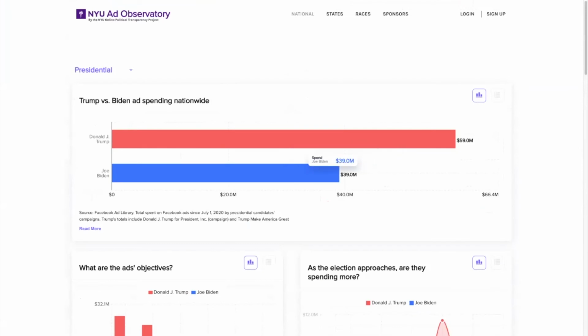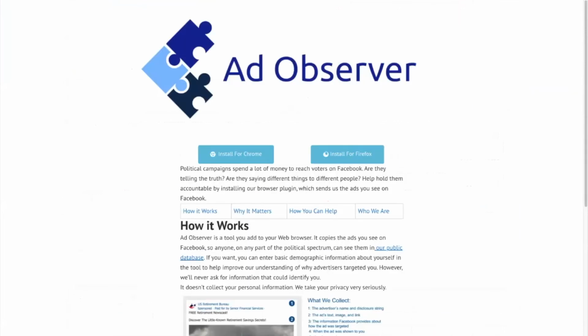In order to be able to show you how ads are targeted, we built Ad Observer. Ad Observer is a browser extension for Chrome and Firefox that you can install by going to adobserver.org and clicking the appropriate link for your browser. After you do this and accept the terms and conditions, when you're shown an ad on Facebook, the browser extension will collect it along with the targeting parameters and send it back to our servers.